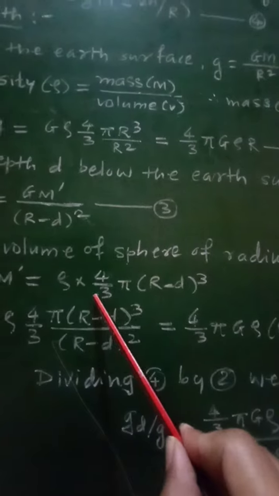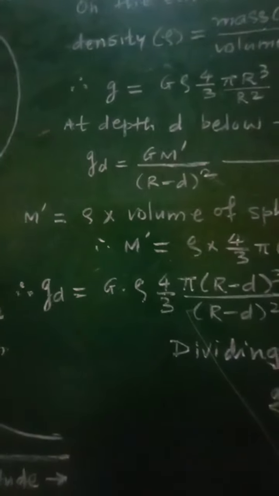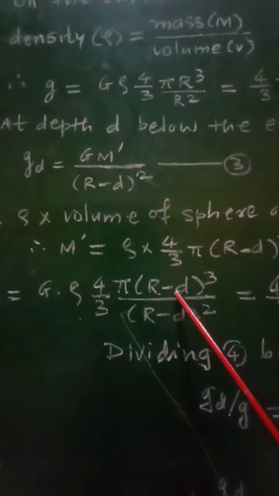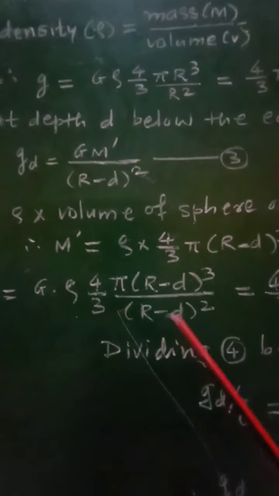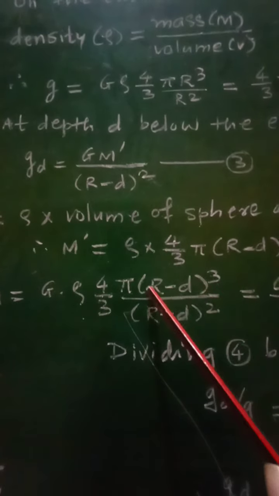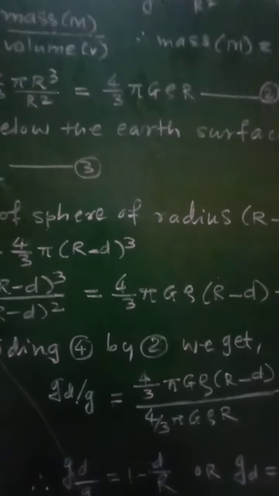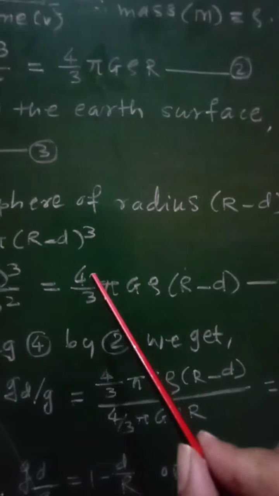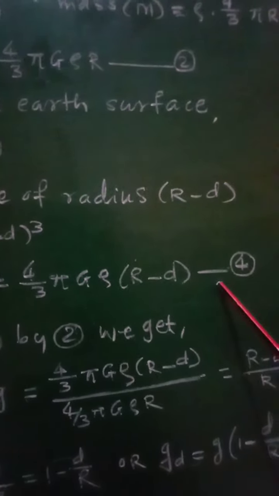Again putting the value of M dash in this relation, we will get g_d equal to G rho 4 by 3 pi (R minus d) cube upon (R minus d) square. Again (R minus d) square will get cancelled from this cube, and only R minus d will be left, and therefore we will get 4 by 3 pi G rho (R minus d), as equation number 4.